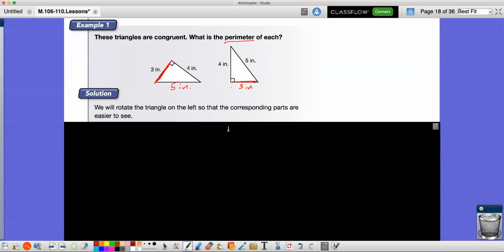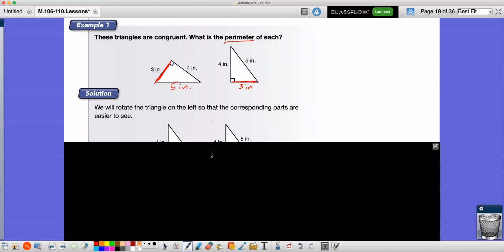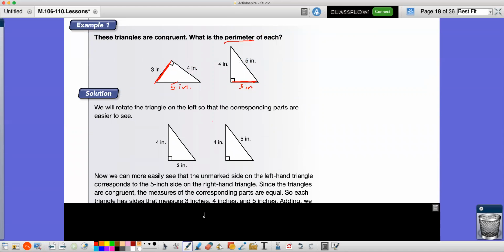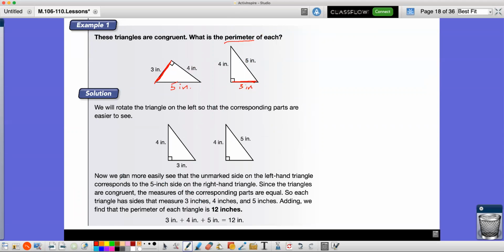So first you can rotate the triangle on the left if you wanted to, and then you would translate it, you'd slide it over, and you'd end up noticing that all of those sides are the same. You can more easily see that the unmarked side of the left-hand triangle corresponds to the 5-inch side on the right triangle. See, this piece right here is what's missing over here. And then all you need to do is add up all the sides to find the perimeter of that particular triangle.